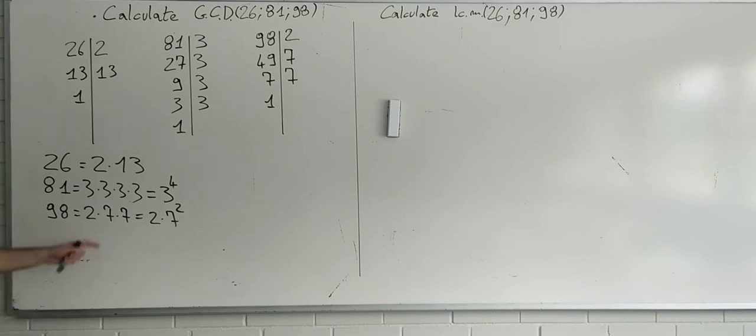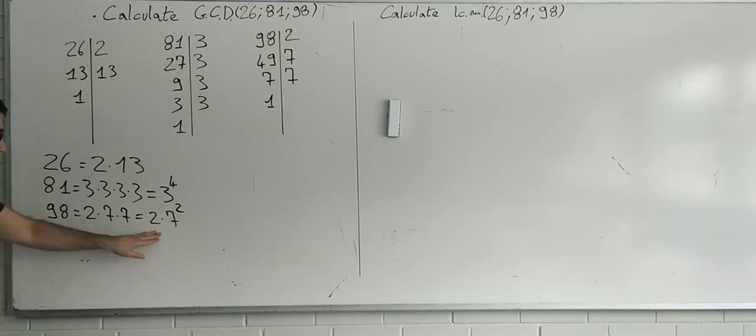Let's move on to 13. 13 is present only in the factorization of 26. So again, we have to exclude that for the greatest common divisor. Let's see 3. We have 3 to the power of 4. No other number has 3 in their factorization. So it's easy to exclude that for the greatest common divisor.